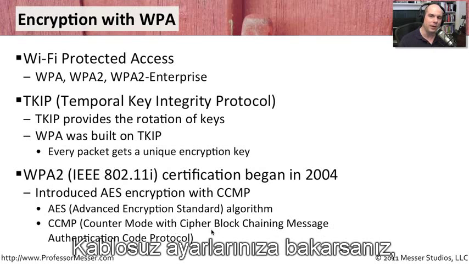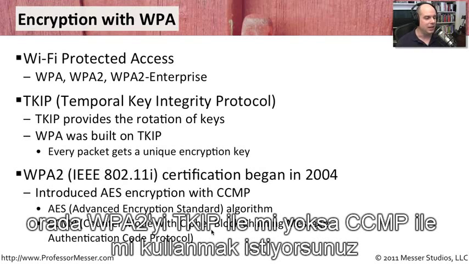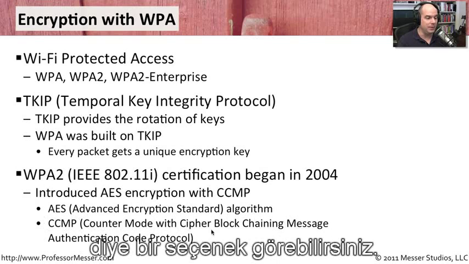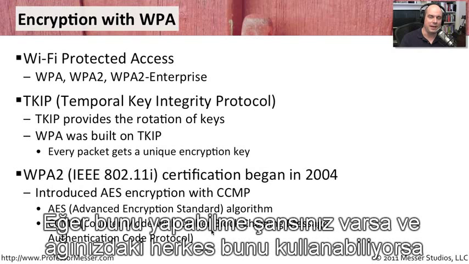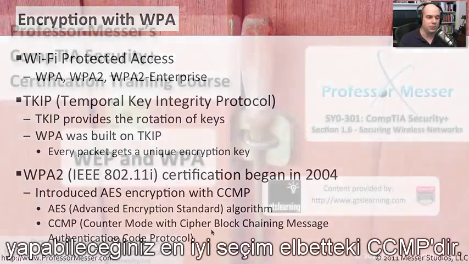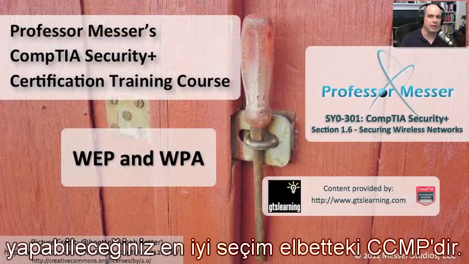So as you're looking at your wireless settings, you may have settings that say, do you want to use WPA2 with TKIP? Do you want to use WPA2 with CCMP? And if you have the ability to do that and have everybody on your network able to use WPA2 with CCMP, that's probably the one you'd like to choose.